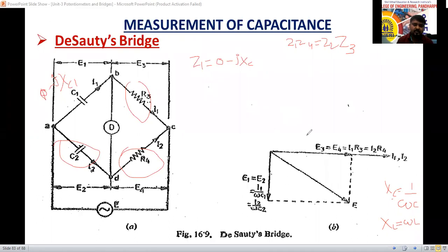Yes, sir. Okay. So here JXC. Now leave the 0 term for now. In yesterday's class I told you people 1 by J equal to minus J. Do you remember that? 1 by J equal to minus J. Okay. So here minus J is there. Instead of this minus J, can I write 1 by J?